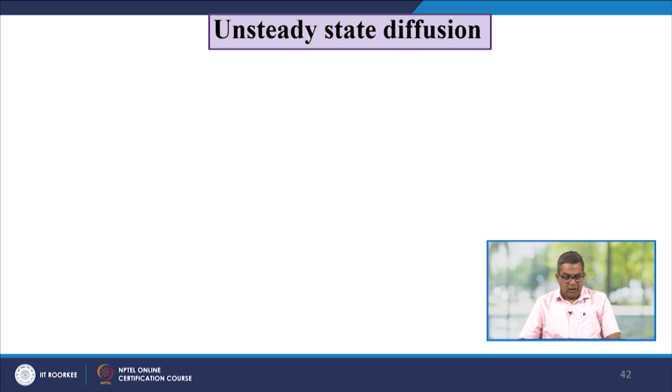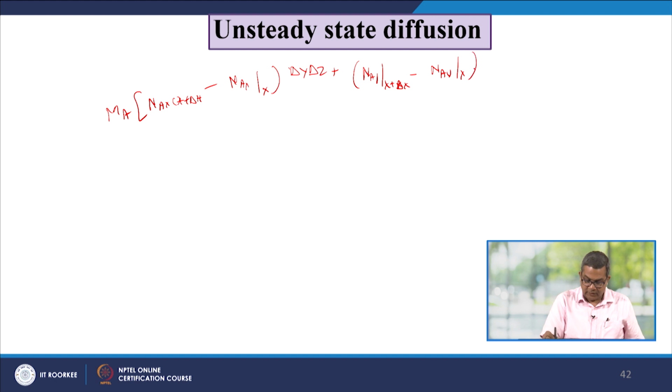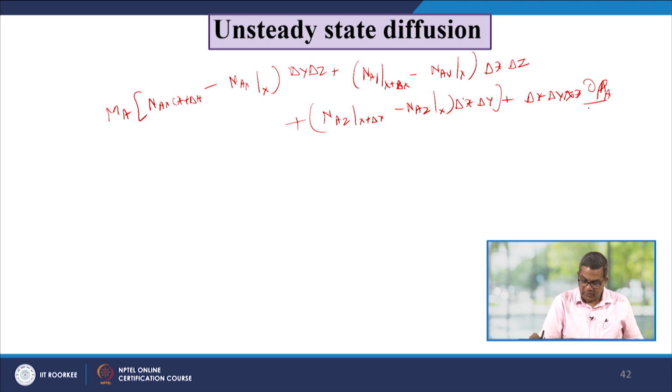Now, if we put all the values in the balance equation, it becomes Ma into [Nax at x plus delta x minus Nax at x] delta y delta z plus [Nay at y plus delta y minus Nay at y] delta x delta z plus [Naz at z plus delta z minus Naz at z] delta x delta y plus delta x delta y delta z del rho A over del t, and that is equal to Ma Ra delta x delta y delta z.